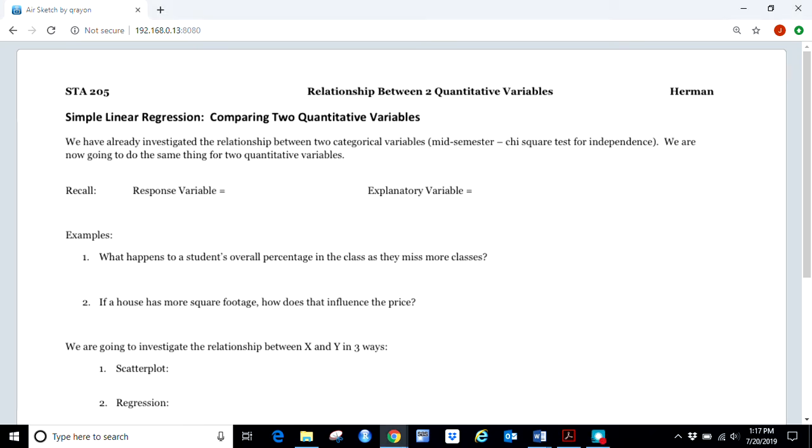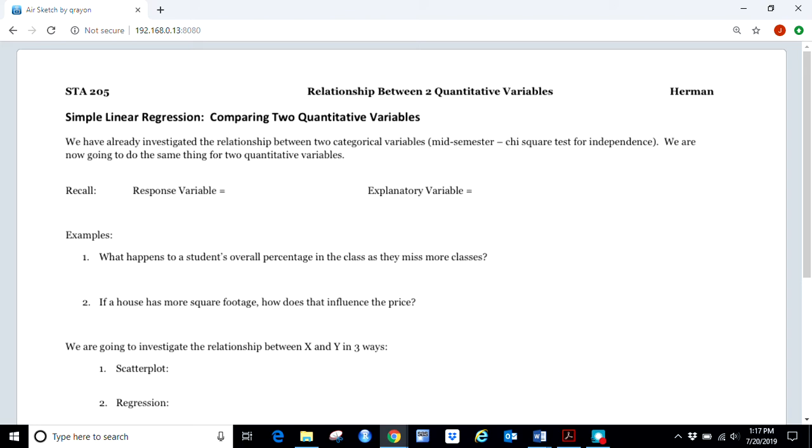All right, so we're going to start talking about the last relationship that we're going to look at for the class. So up until this point, we've looked at lots of other ways of looking at variables. We looked at one categorical variable when we just looked at one proportion, or p. We looked at the relationship between two categorical variables when we did that chi-squared test for independence to see if the response variable was affected by the explanatory variable.